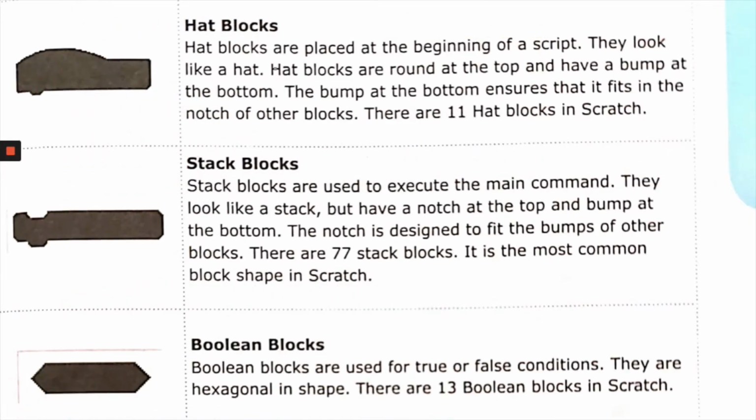Now let's discuss the different types of blocks in Scratch. The first one is hat blocks. Hat blocks are placed at the beginning of a script. They look like a hat. Hat blocks are round at the top and have a small bump at the bottom.